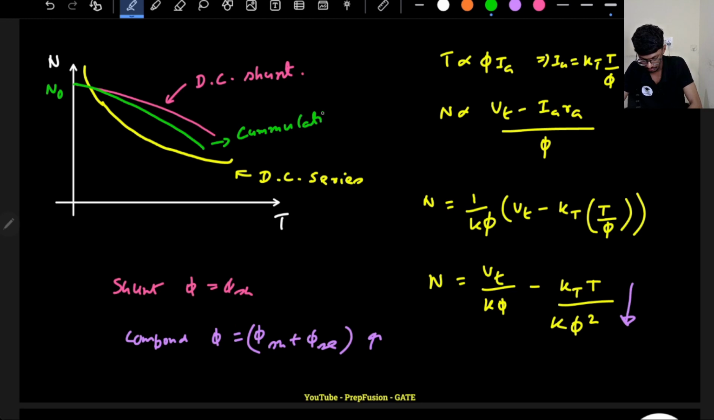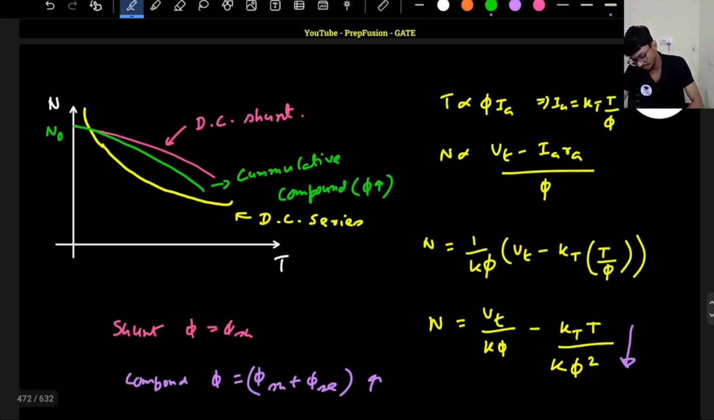as in the cumulative compound, as my flux has gone up. That is the only reason, basically. So these are the basic characteristics of a cumulatively compound machine.